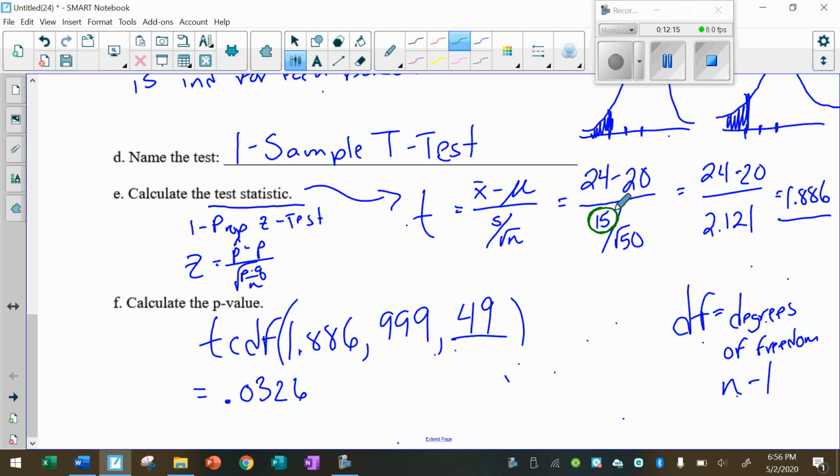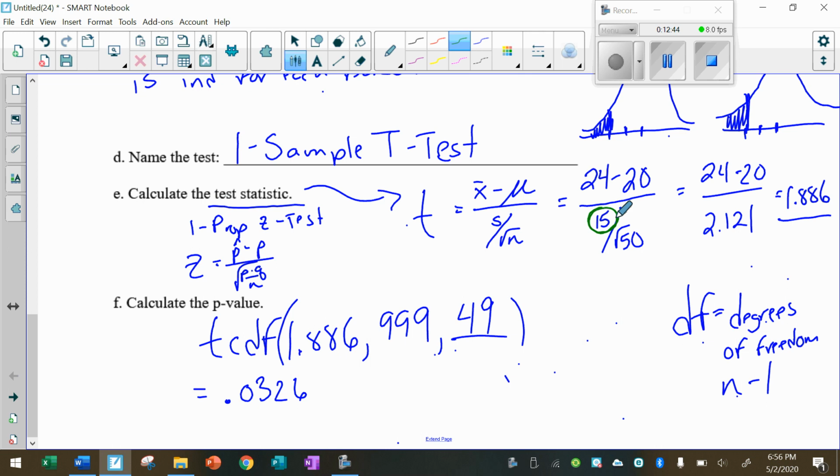The reason why this all changed is because yesterday this was the population standard deviation, and today this is the sample standard deviation. So that's why we have changed from a normal curve to a T-curve, because we changed from the population standard deviation to a sample standard deviation of 15. Okay?